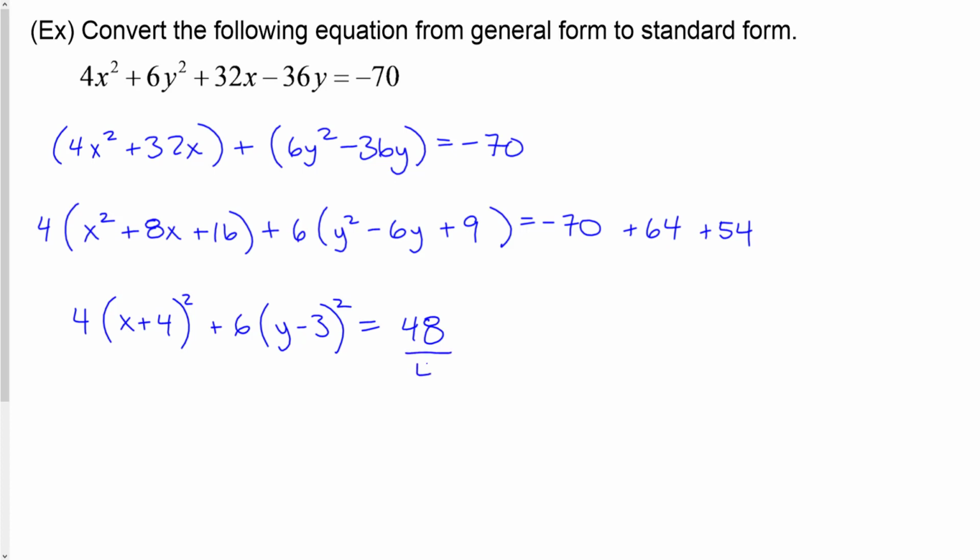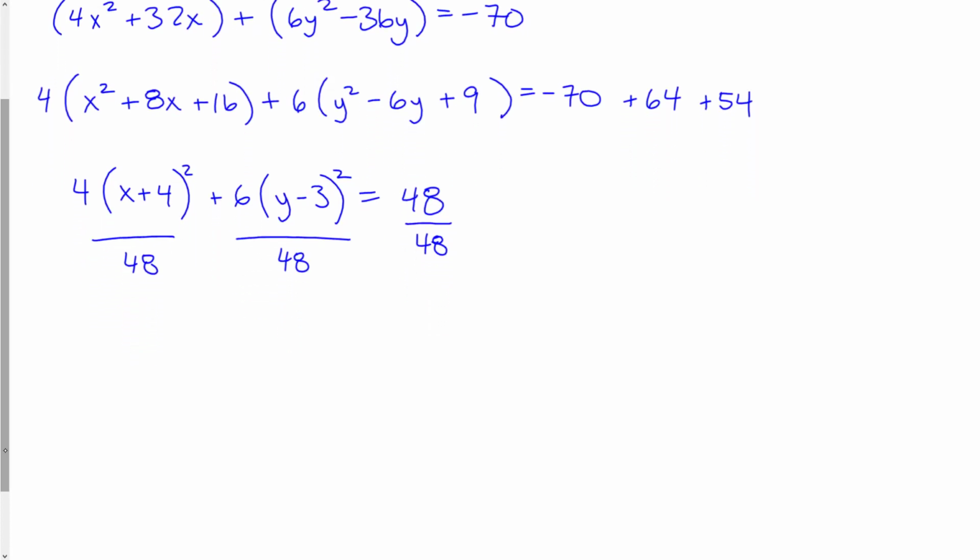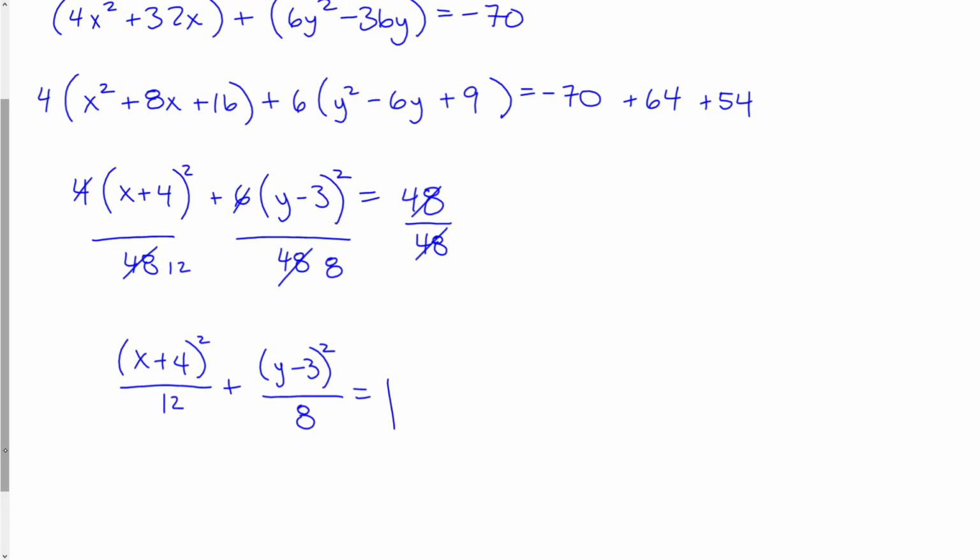And if I divide everything through by 48, because in an ellipse, just like a hyperbola, the right-hand side of the equation is always equal to 1. So I'm just setting that up. 4 goes into 48 12 times. 6 goes into 48 8 times. 48 and 48 cancel. So I get the quantity x plus 4 squared over 12 plus the quantity y minus 3 squared over 8 equals 1.